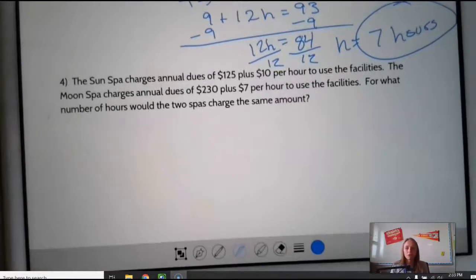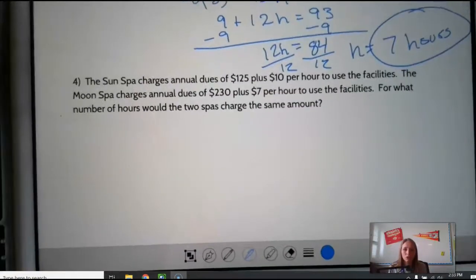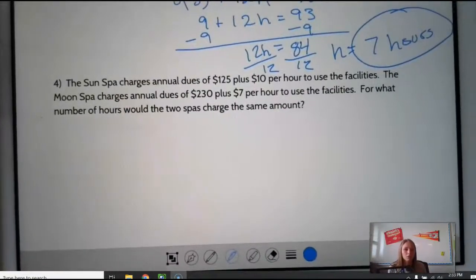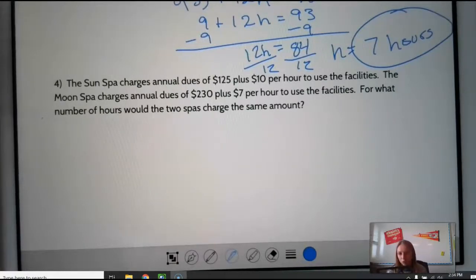The Sun Spa charges an annual dues of $120 plus $10 per hour to use the facility. The Moon Spa charges annual dues of $230 plus $7 an hour to use the facilities. For what number of hours would the two spas charge to be the same amount?